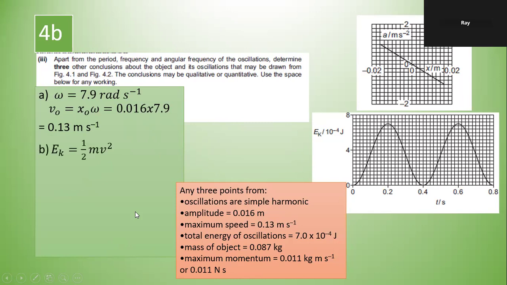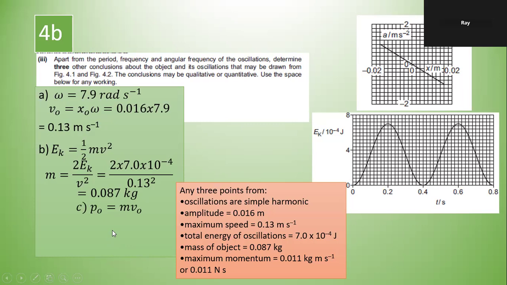Kinetic energy is half mv squared. So E is given from here. Take the 2 across, take the v squared down, and calculate your m. You have 10 more minutes. From m we can calculate the speed, and then we can calculate the maximum momentum.